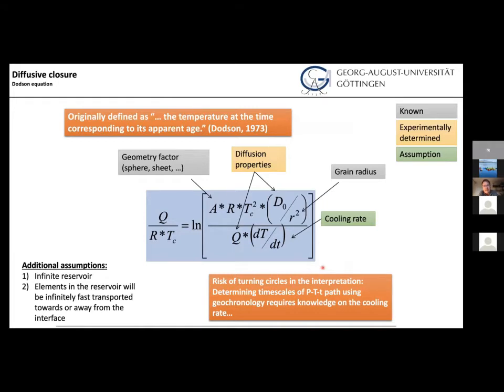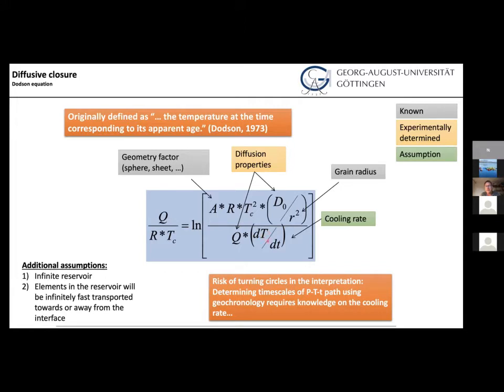So let's have a look at the definition of the closure temperature, which you can see here, where your closure temperature, Tc, is basically a function of a various set of variables. And they include geometry, for example. Do we have a platy mineral? Do we have a spherical mineral? Because this is, of course, affecting our diffusion. We are looking at the diffusion properties, so the diffusion coefficient and the activation energy. And we are looking at the cooling rate.